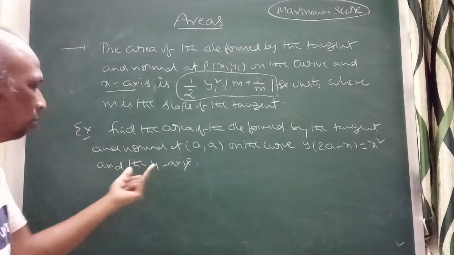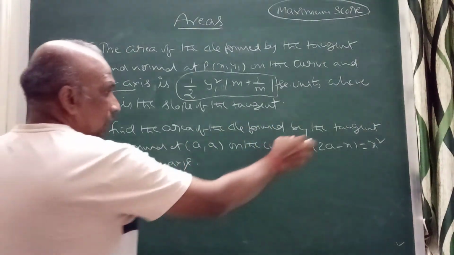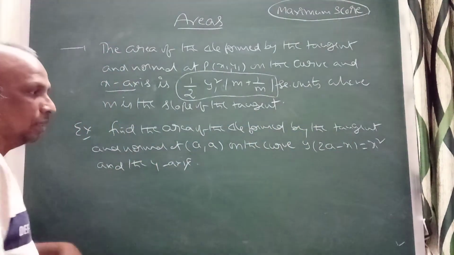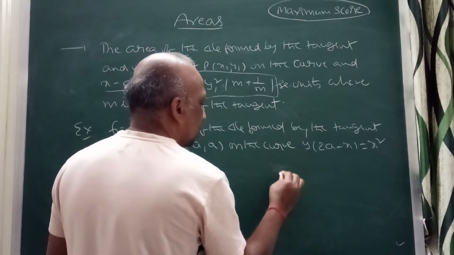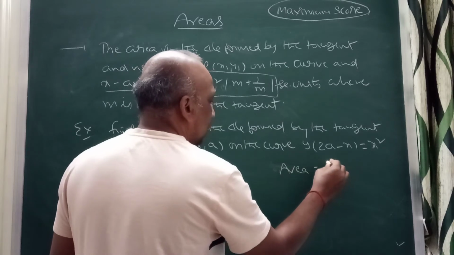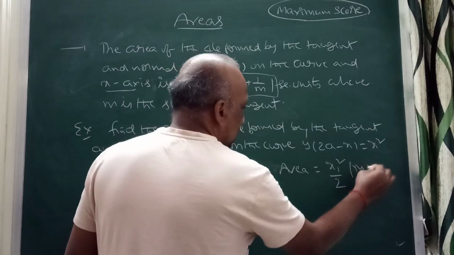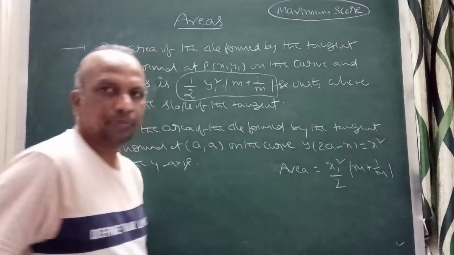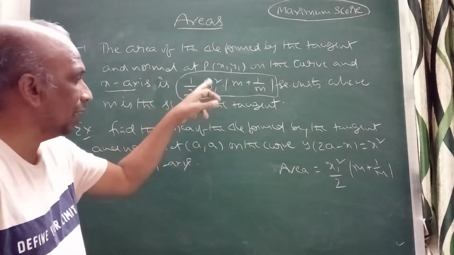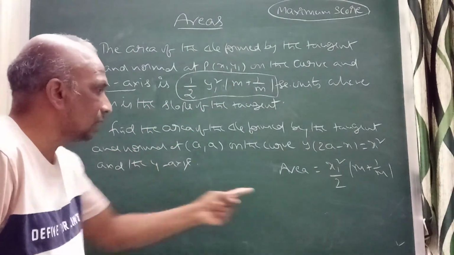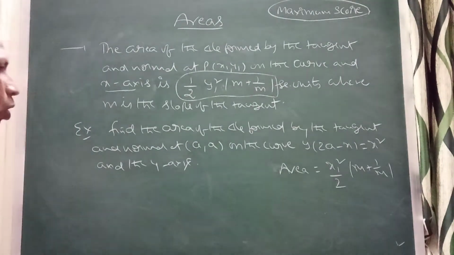You see in this problem, they give the tangent and normal at the point (a, a) on the curve and the y-axis. And for the y-axis, what is the formula here? I can write area is equal to, since it is the y-axis, the formula x1 square by 2 |m + 1/m|. This is the formula. If it is on the x-axis, you write y1 square by 2. If it is the y-axis, x1 square by 2. What is m, the slope of the tangent?